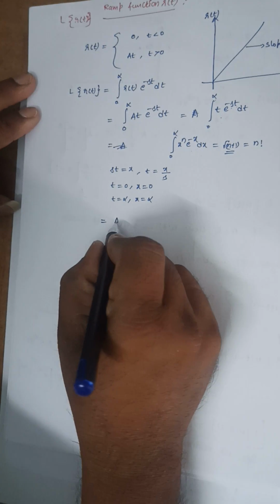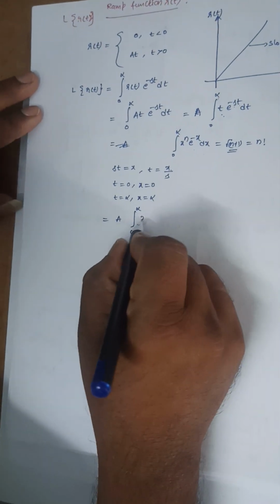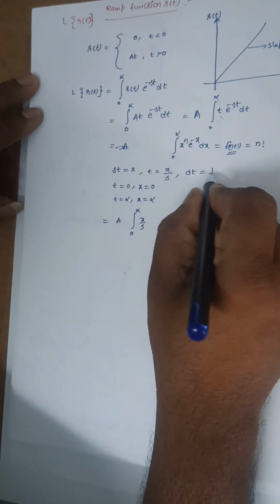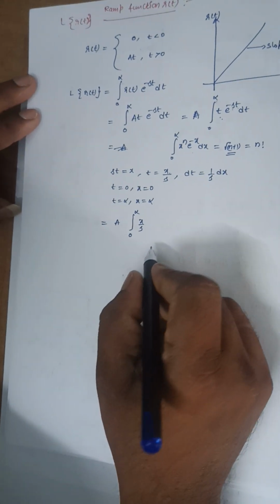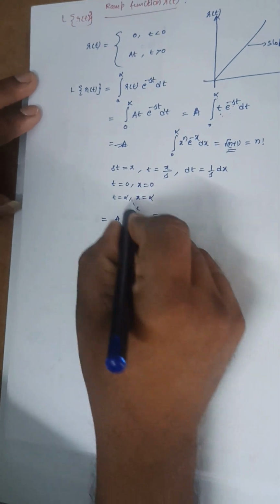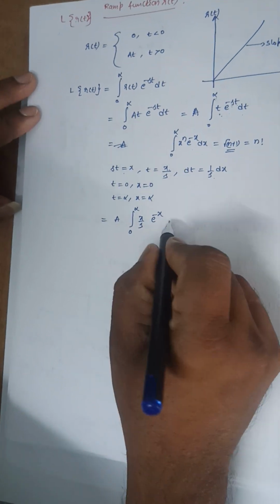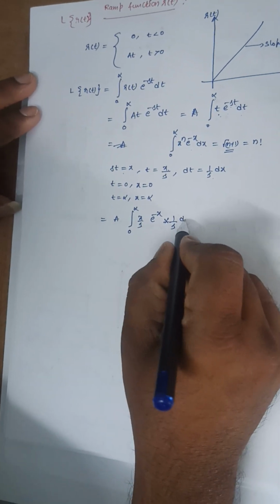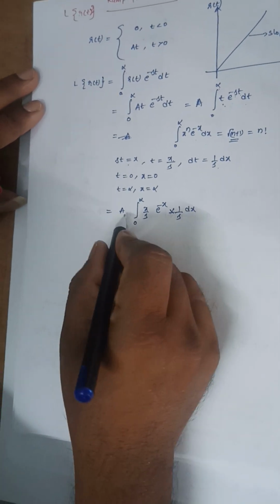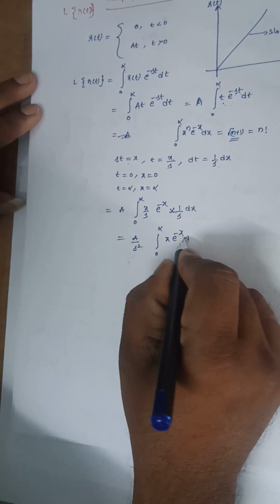So write it a into integral 0 to infinity. In place of t, write this x by s. And from this dt is equal to 1 by s into dx. You substitute t as x by s, and in place of st that is x, and dt is equal to 1 by s into dx. S is constant, I can take it out from this integration. So a by s square, and it is 0 to infinity x e power minus x dx.